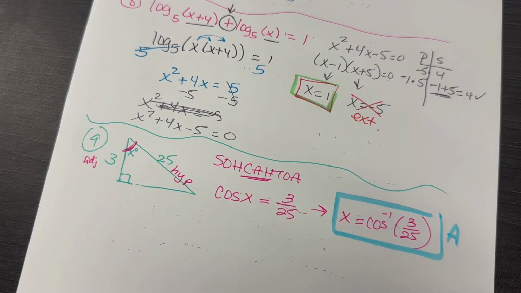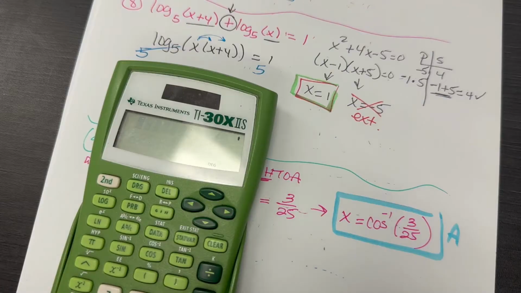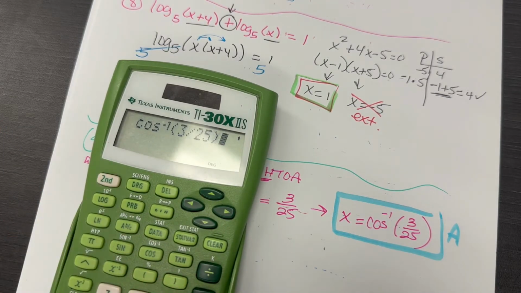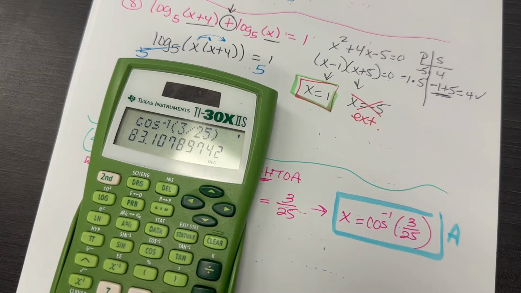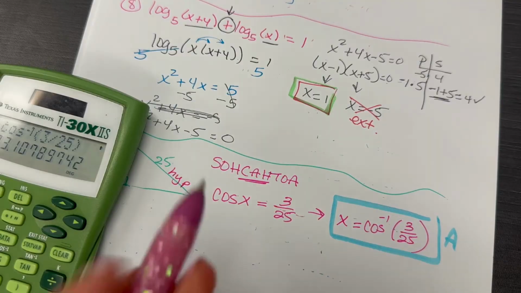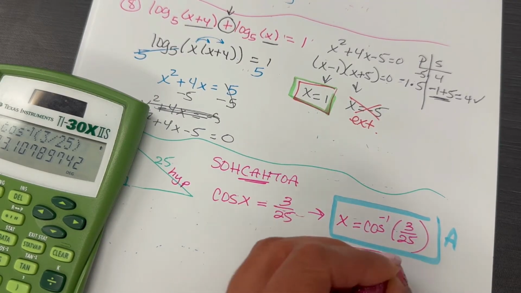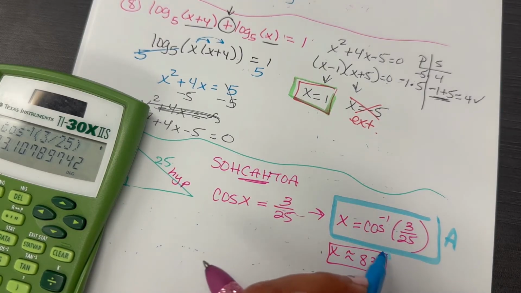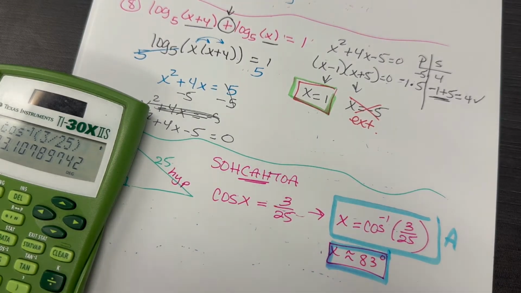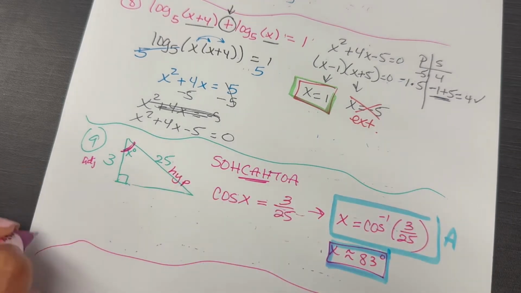Then you have to actually solve it. For part B, you have to find the missing angle. So if you're using this calculator, you just hit second cosine and 3 over 25 and hit equals. If you're using the black calculator, you have to get 3 divided by 25 equals first, and then second cosine. It should be to the nearest degree 83 degrees. So x is approximately 83 degrees. And this was the part B part that you needed to type in. That was number 9.